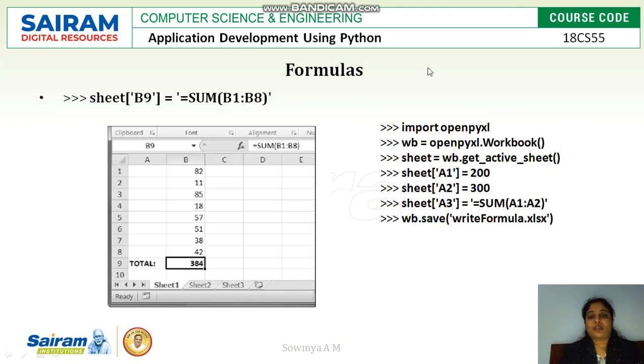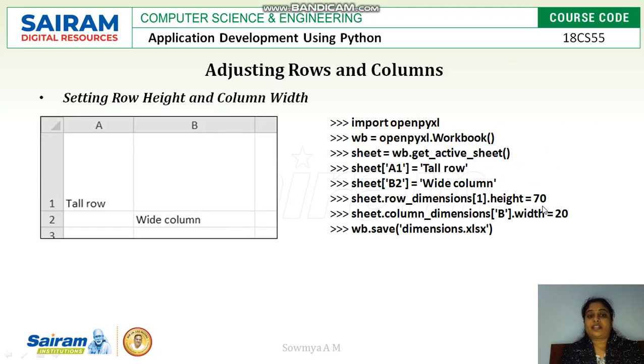Next one is formula. To import formulas to the cell, we can directly tell the sheet with the number assigned to formulas which we get in the Excel sheet. So here we are calculating cell A1 plus cell A2 and placing it at A3. So A3 is equal to the formula in string, equal to SUM(A1:A2). So this is how we can write the formula.